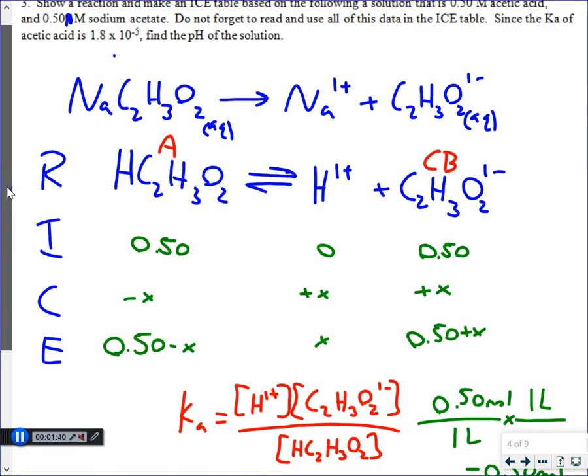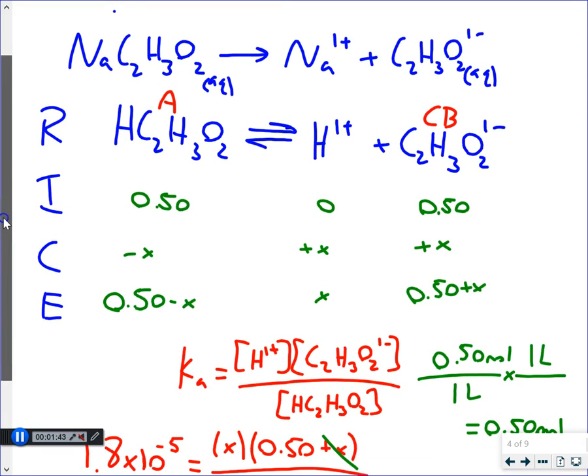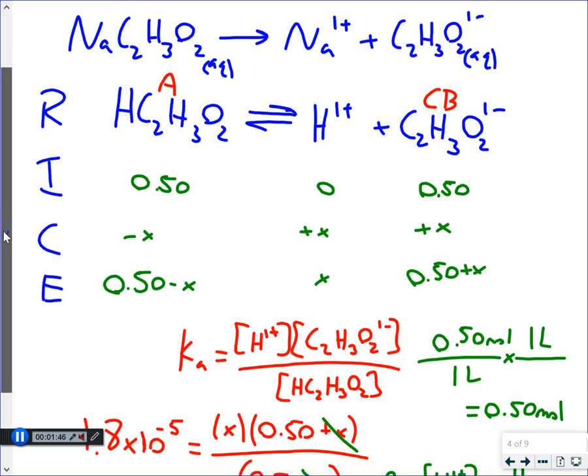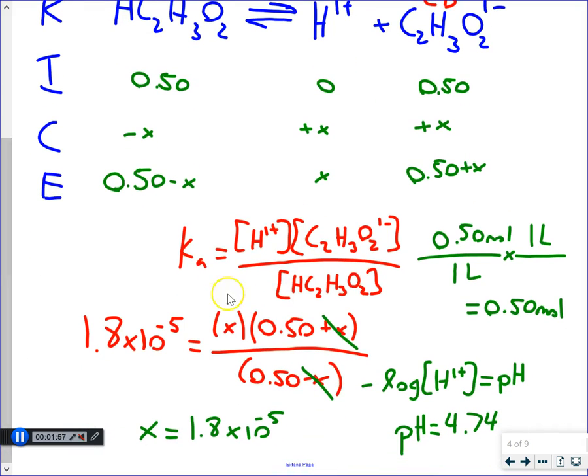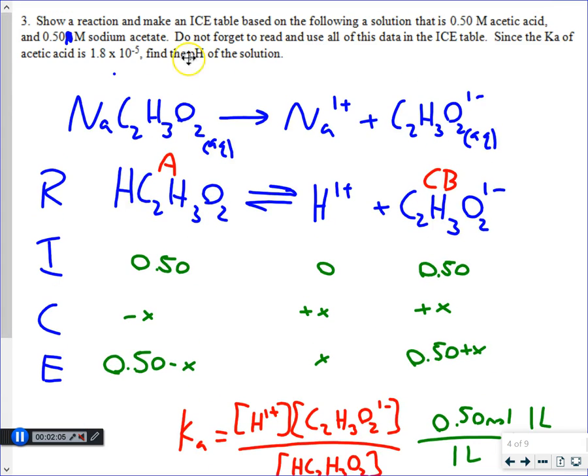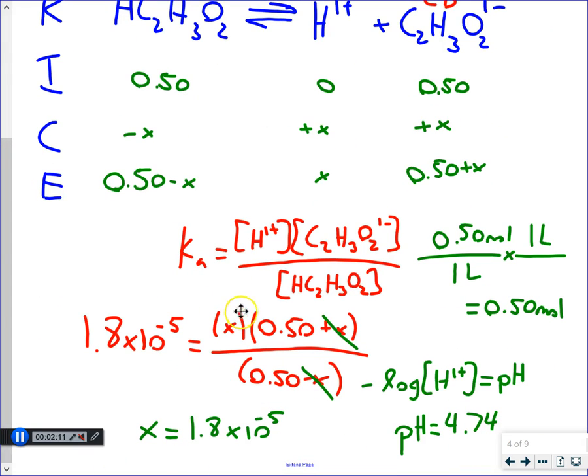To find the pH of a buffer solution, we can use an ice table like we've done in the previous unit. We set up our initial concentrations, do the minus x plus x like we've always done, and eventually set up our Ka expression. Ka is always products over reactants. We end up with 1.8 times 10 to the negative 5, which is the Ka from the problem, equal to x multiplied by 0.5 plus x, from our ice table, divided by 0.5 minus x.